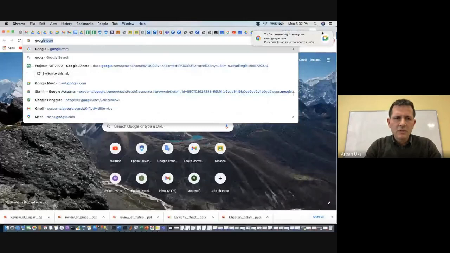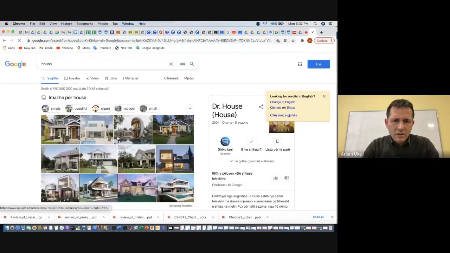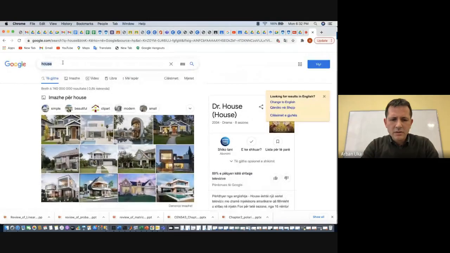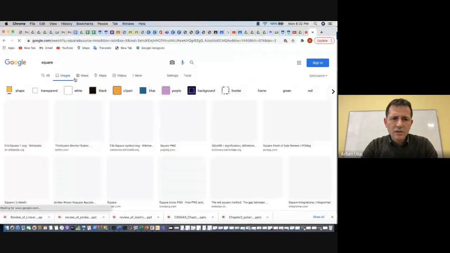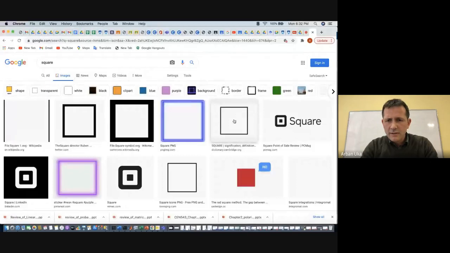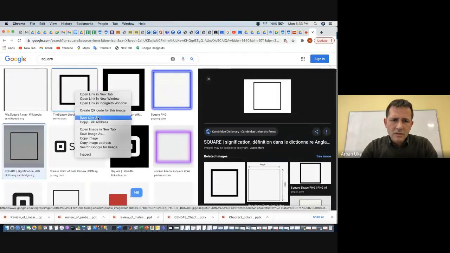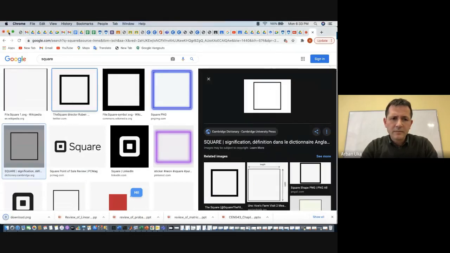But probably it is best if we do something in a better way, which would be the following. I'm sharing the screen so we can check here for a house, or we can check for a square. This would be more relevant, and these squares that we can extract. So we can pick this one. Save images. This is chapter 2 material. Download PNG.